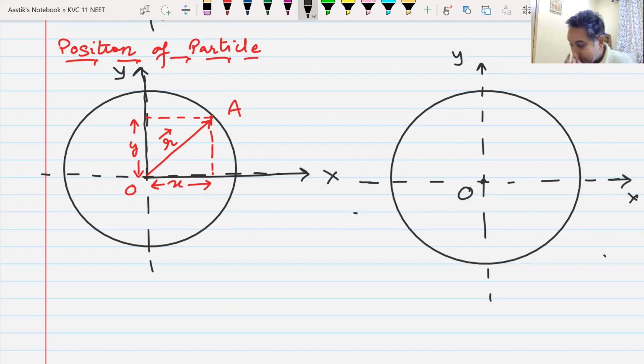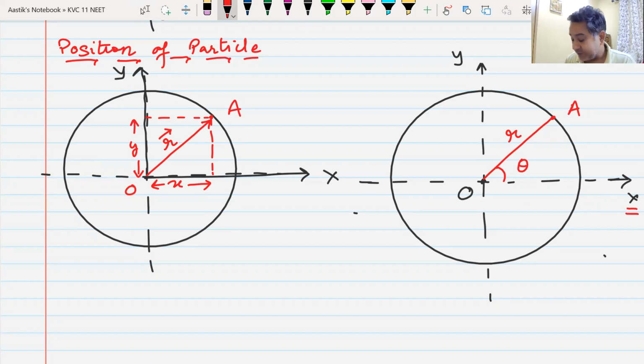Now, instead of telling you, if the particle is at point A, the x coordinate and the y coordinate, I'm going to tell you the radius of this circle r. So you know where the particle is, how far it is. And then I'm going to tell you this angle theta that it makes with the positive direction of x-axis. So I'm going to tell you two things.